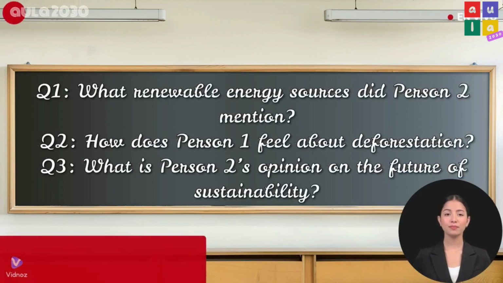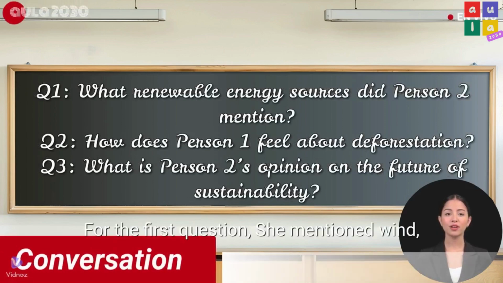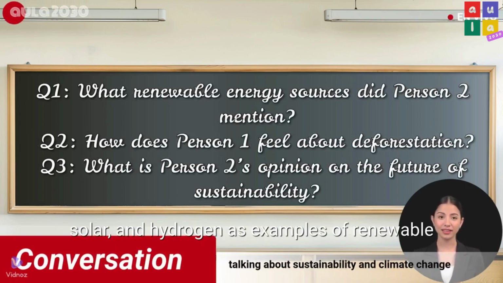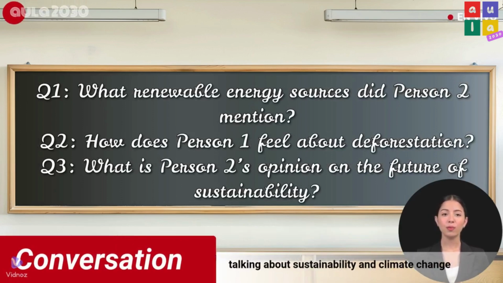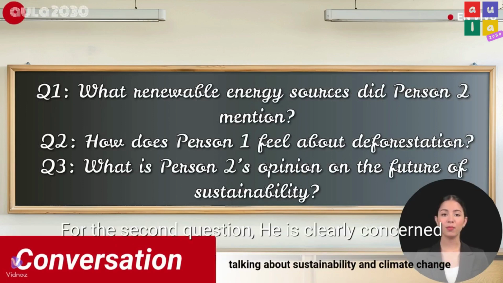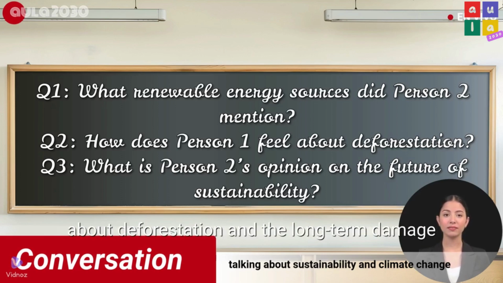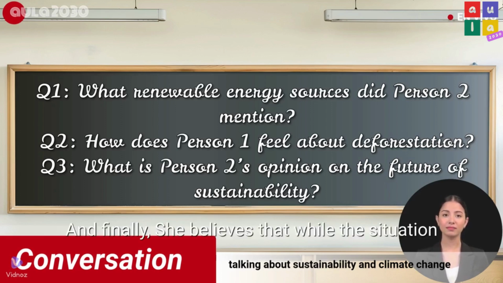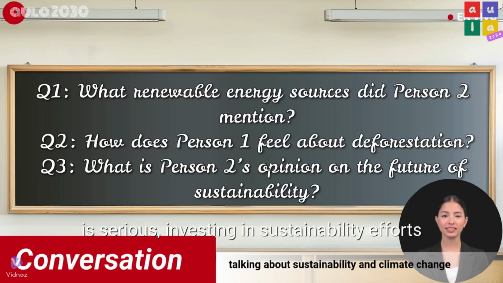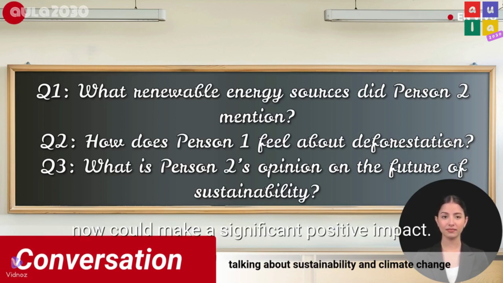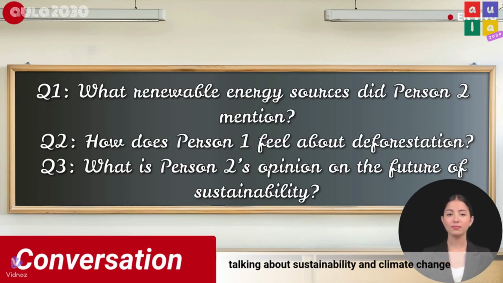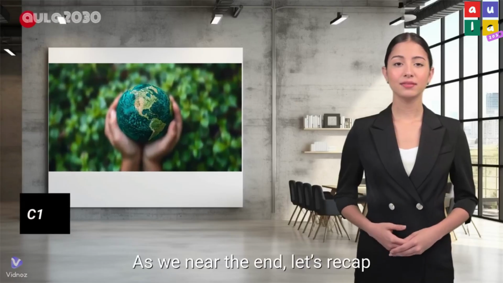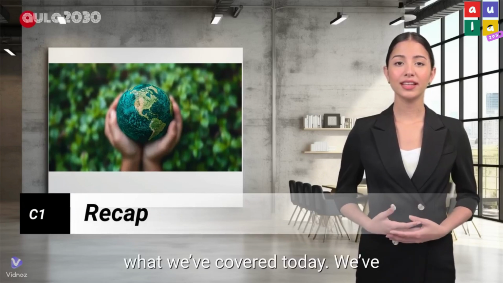Let's review. For the first question, she mentioned wind, solar, and hydrogen as examples of renewable energy sources. For the second question, he is clearly concerned about deforestation and the long-term damage to ecosystems. And finally, she believes that while the situation is serious, investing in sustainability efforts now could make a significant positive impact.